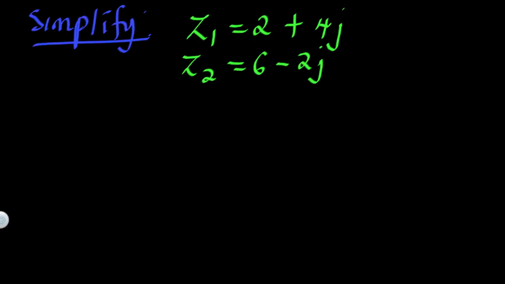Z1 and z2: the real part of z1 is 2. The real part of z2 is 6, and the imaginary part of z1 is positive 4. And this one is minus 2. So we're going to do both operations, addition, and then we also do the subtraction. Let us start with addition.